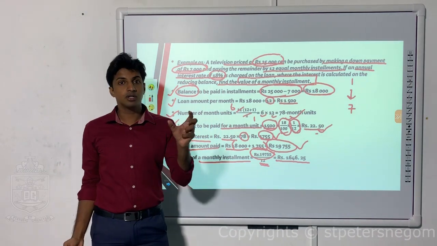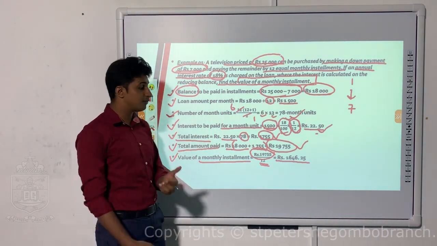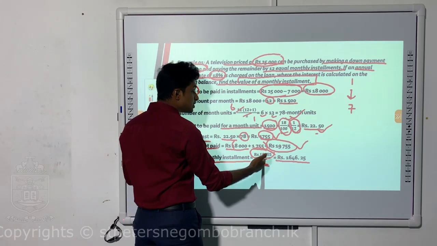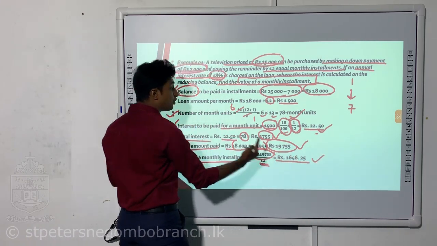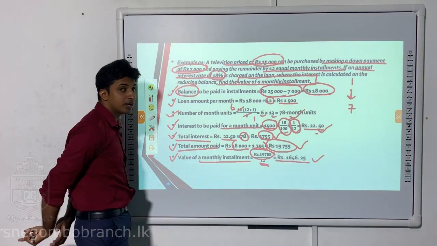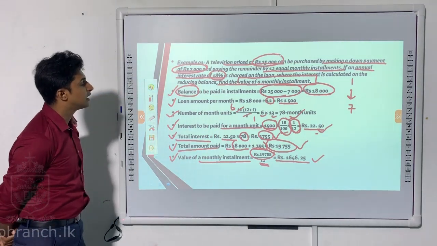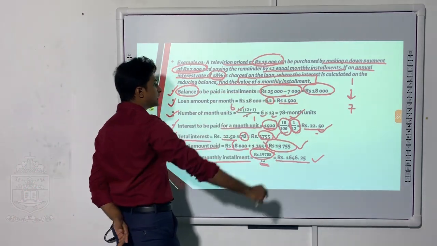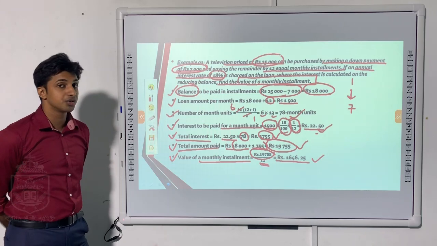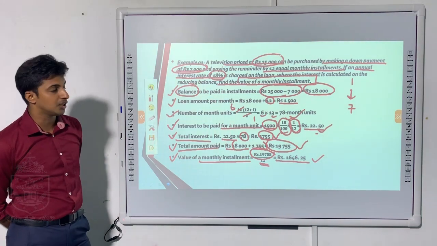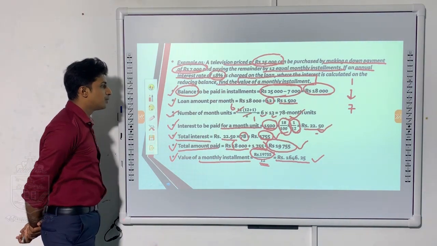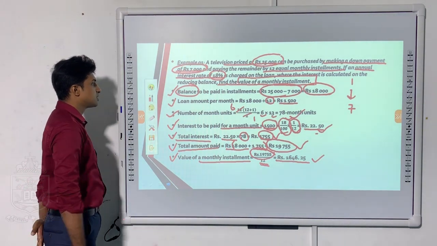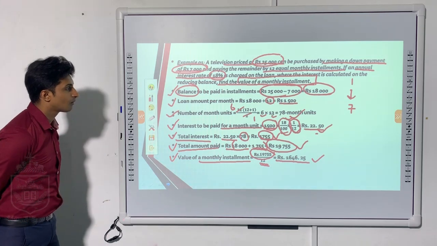Now I have to see for a monthly installment how much I have to pay. For that, the total amount will be divided by the number of monthly installments. Then you will get the answer for a monthly installment, how much you have to pay. That is how we get this answer. Now we have found the value of a monthly installment using steps 1 to 7 in that order. Right. We are going to go forward to the next question.